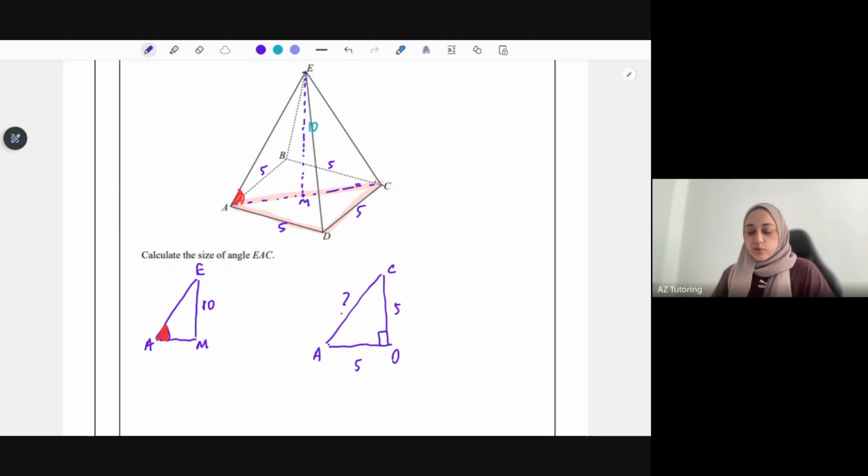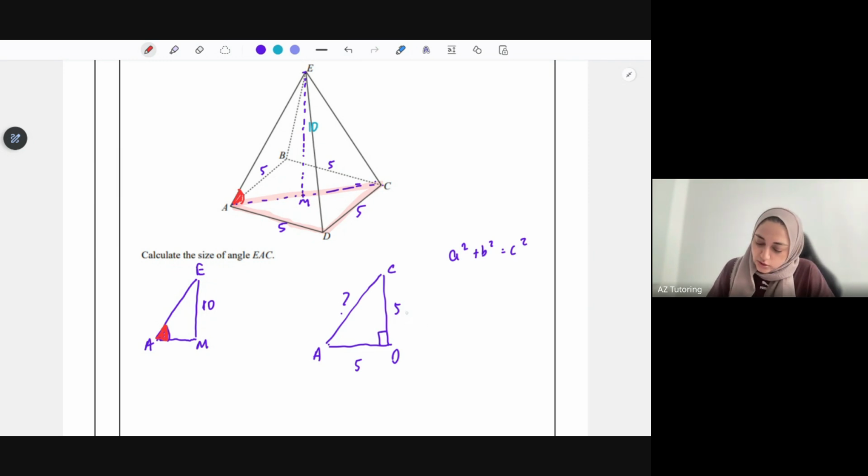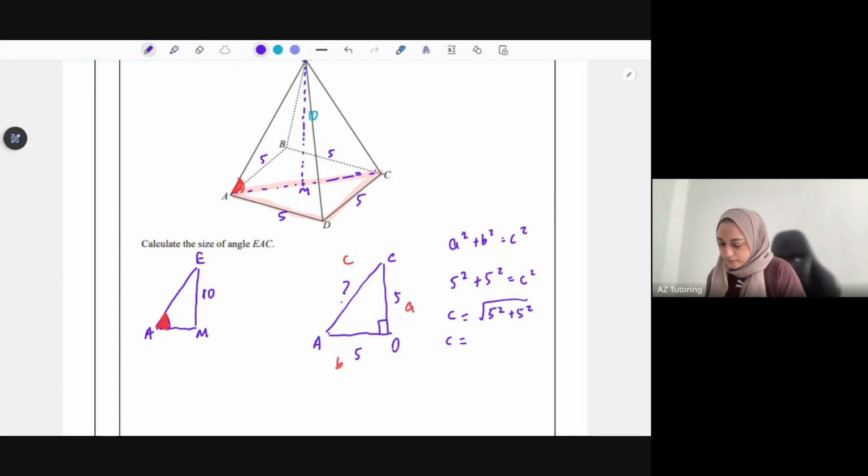What would we use here to work out? We would use Pythagoras. So a squared plus b squared equals c squared. Let's label the triangle. So this would be a, b, and then c would be opposite the right angle. Plug everything in. So we've got 5 squared plus 5 squared equals c squared. So c would just equal the square root of 5 squared plus 5 squared. And putting that in the calculator, square root of 5 squared plus 5 squared.